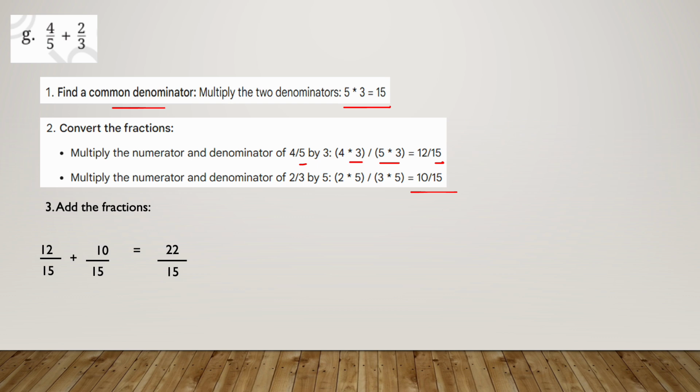This is equal to 22 by 15. We can simplify this, 22 by 15, as 1, 7 by 15. See, 1 into 15 is 15, remainder is 7. So 1, 7 by 15.